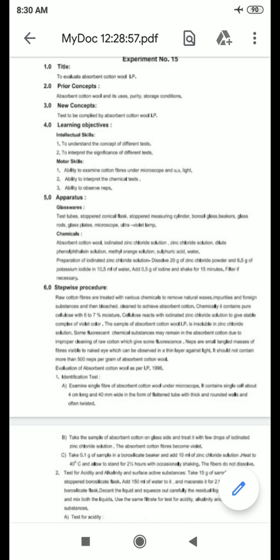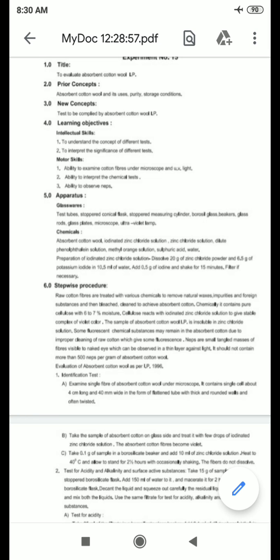Then apparatus, glassware and chemicals. Glassware: test tubes, stoppered conical flask, stoppered measuring cylinder, borosilicate glass beaker, glass rods, glass plates, then microscope and ultraviolet lamp. Chemicals: absorbent cotton wool, iodinated zinc chloride solution, dilute phenolphthalein solution, methyl orange solution, sulfuric acid, and water. Then, preparation of iodinated zinc chloride solution.